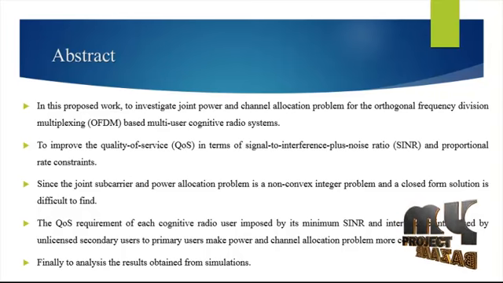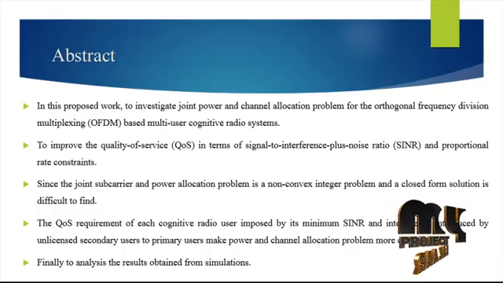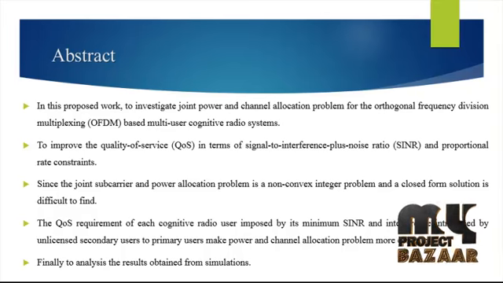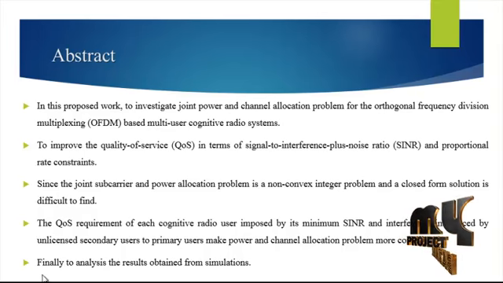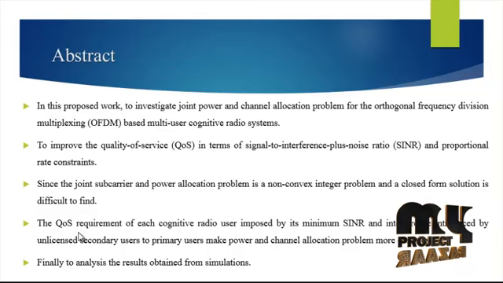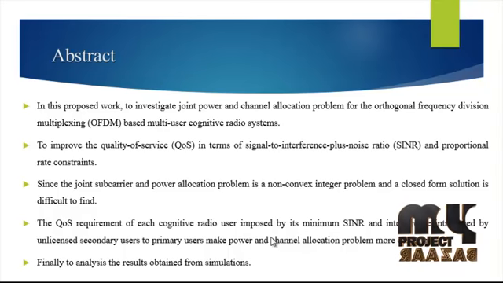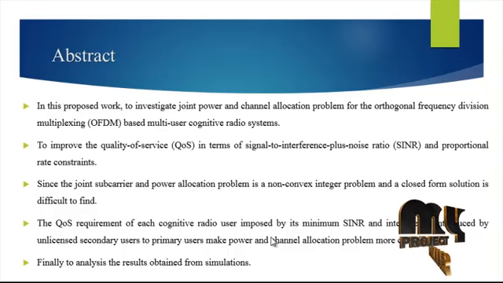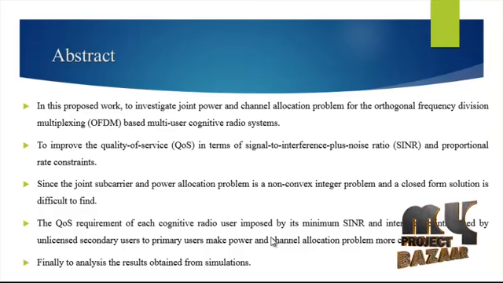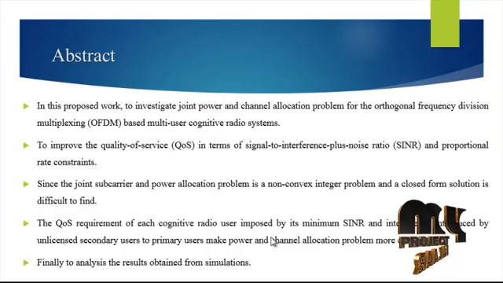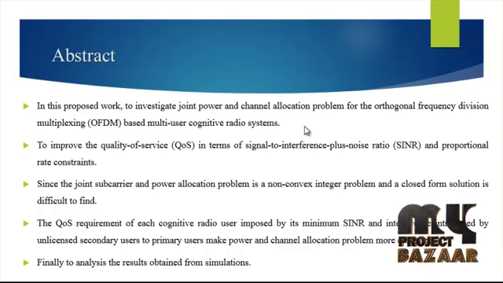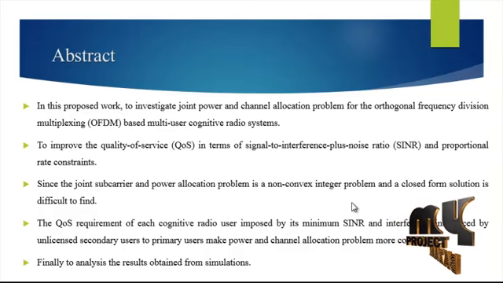Since the joint subcarrier and power allocation problem is a convex integer problem, a closed-form solution is too difficult to find. The quality of service requirement of each cognitive user is improved by its minimum SINR, and the interference introduced by the unlicensed secondary users to the primary users makes the power and channel allocation problem more complex. Finally, we analyze the results obtained from the simulations, calculating the QoS in terms of signal to noise interference.